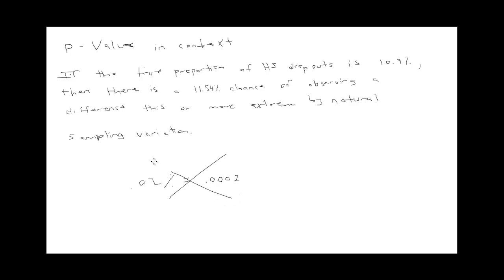We had a p-value of 11.54%. So that's not that unusual. That's why we failed to reject the null. There wasn't a lot of evidence towards the alternative.